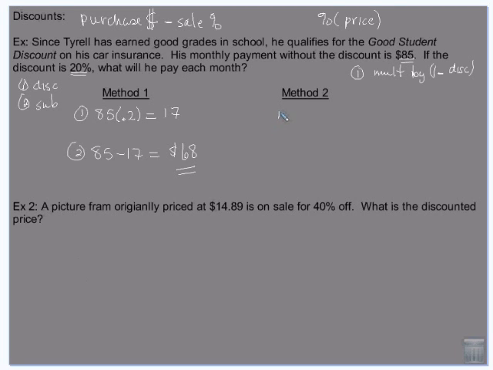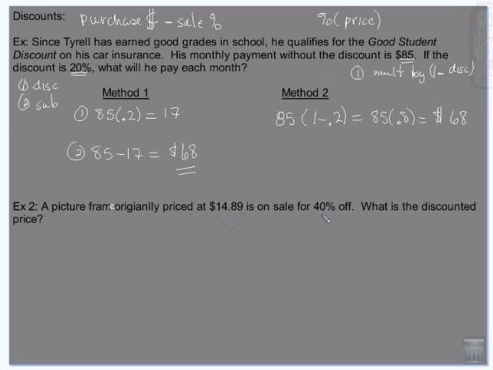Or I can do 85 times 1 minus 0.2. Well, 1 minus 0.2 is 0.8. And if I do 85 times 0.8, I'll get $68.